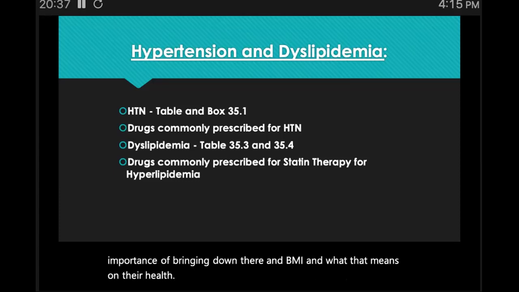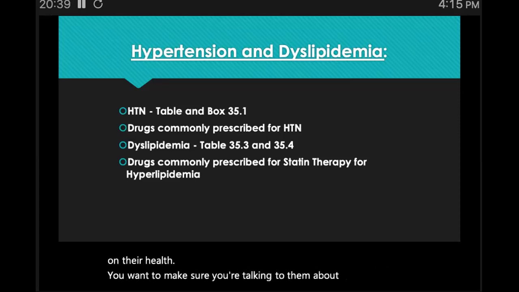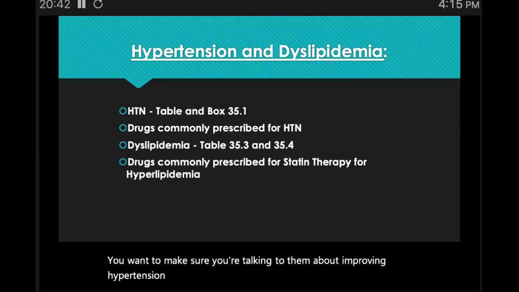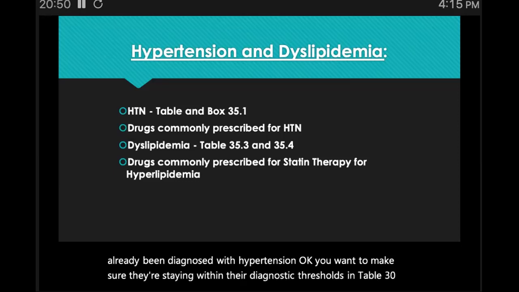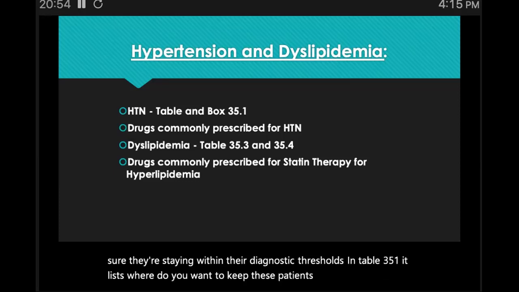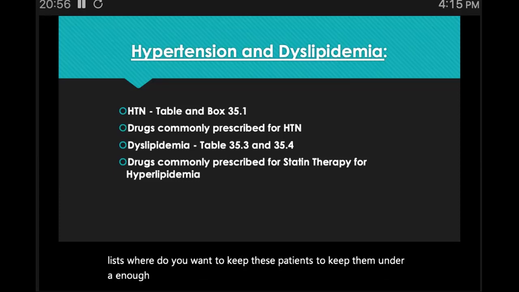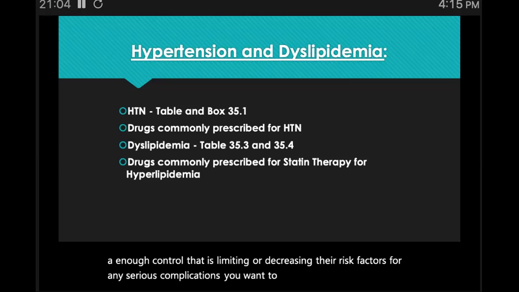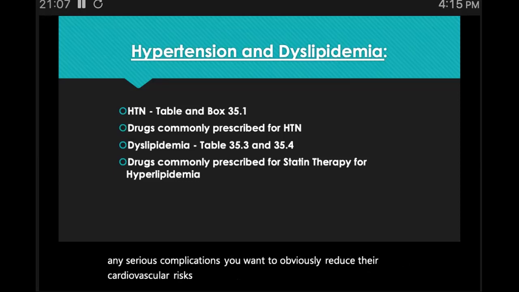You want to make sure you're talking to them about improving hypertension control, specifically with your patients who have already been diagnosed with hypertension. Okay. You want to make sure they're staying within their diagnostic thresholds. In table 35.1, it lists where you want to keep these patients to keep them under enough control that is limiting or decreasing their risk factors for any serious complications. You want to obviously reduce their cardiovascular risks as well as their high blood pressure risks.